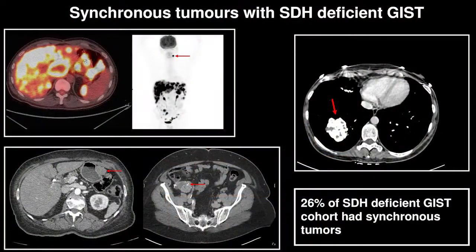And just to give you an example, you see in the top picture here, the red arrow, that's marking a carotid paraganglioma in a patient who presented with a metastatic GIST. And in the bottom, there's a red arrow pointing towards an abdominal paraganglioma in a patient who also presented with a GIST. And the image closest to me is a patient who presented with a pulmonary chondroma and an SDH deficient GIST.